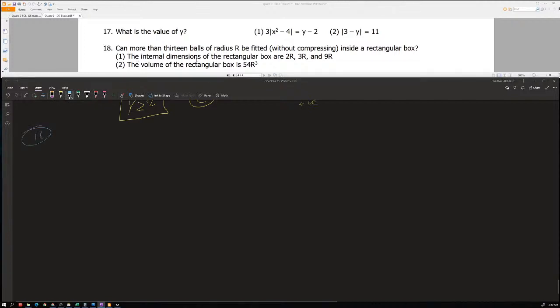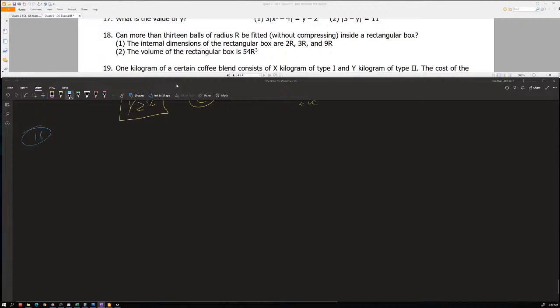Okay, so question number 18 says, can more than 13 balls of radius R be fitted without compressing into a rectangular box? Okay, so there is a rectangular box. The internal dimensions of the rectangular box are 2R, 2R, 3R, and 9R. Okay. So there is this box.